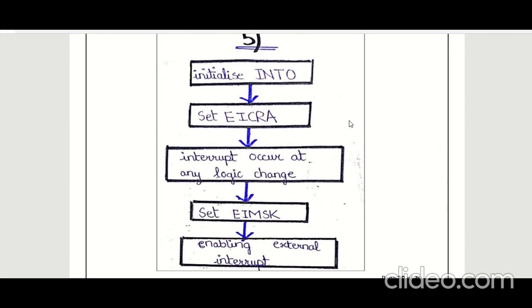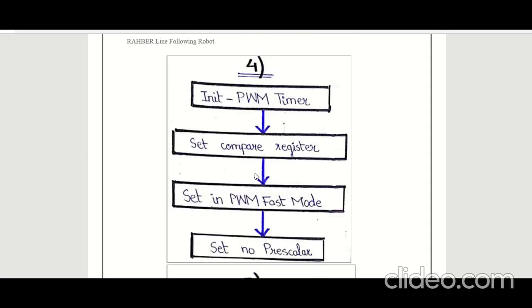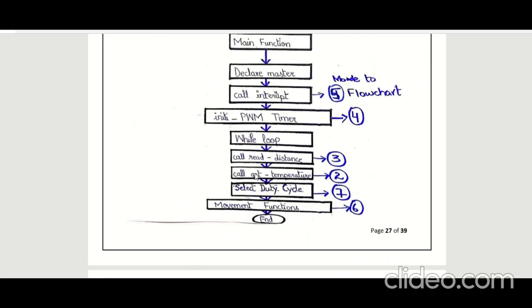Here we are having our flowchart number 5. First of all, we will initialize INOT, this is our function name, and then we will set this register such that interrupt occurs at any logic change, and then we will set our mask register such that external interrupt is enabled. We will set our mask register as interrupt enable, external interrupt enable.